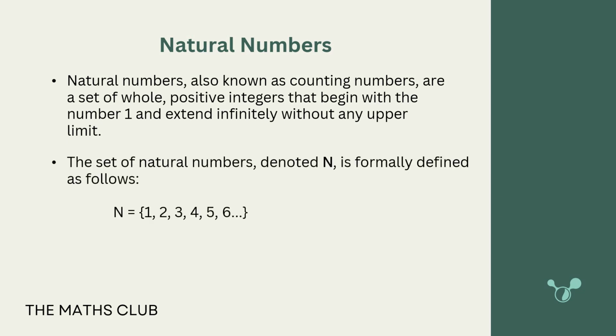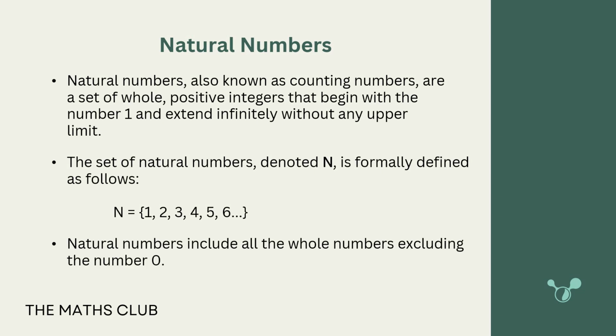So how do we represent natural numbers? It's very symbolic. Natural numbers are represented with N, and are defined as, you can see, starting from 1, 2, 3, 4, 5, 6, and all the way up till infinity. Natural numbers include all the whole numbers excluding the number 0. I said that naturally when you want to count, you start from 1. So the counting numbers are known as natural numbers, denoted by N. Can anybody tell me what we denote integers by? Great, we denote by Z.